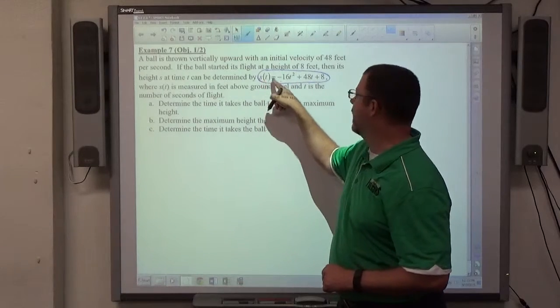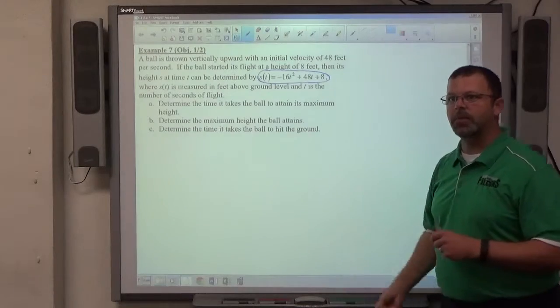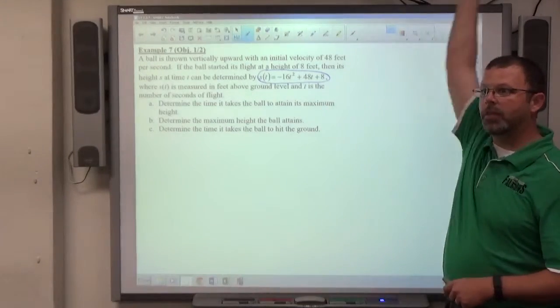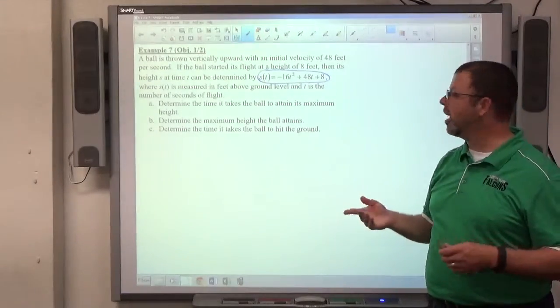This is the height of the ball at any given time t. All right, t is the number of seconds after the ball is released. We have somebody throwing it in the air. They let go of it. They're taller than I am, but when they let go of it, it was 8 feet above the ground, and 48 feet per second was the velocity they threw it at.